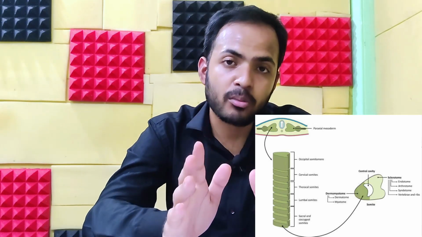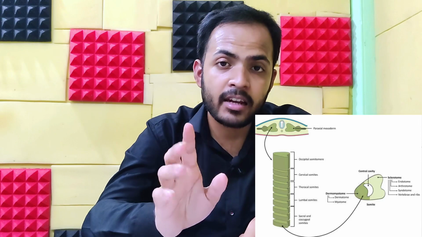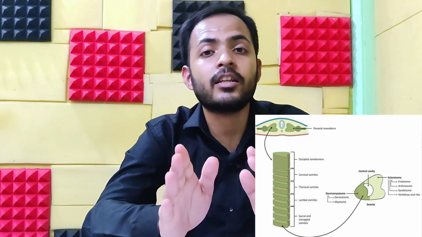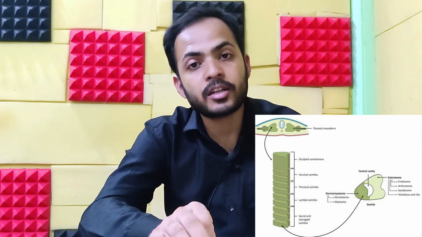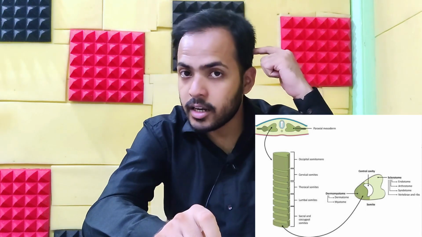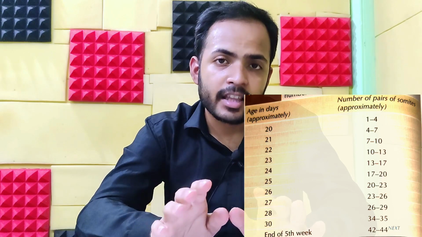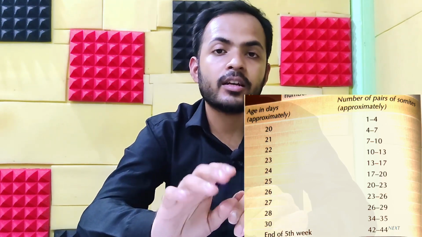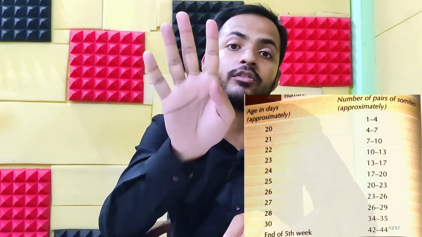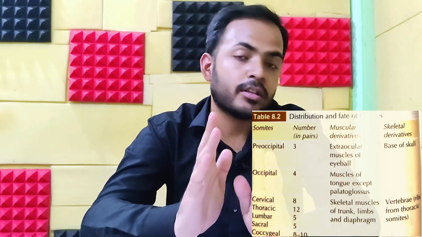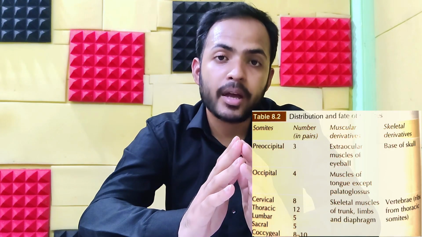The first pair of somites forms at the end of the 3rd week and at the beginning of the 4th week. Segmentation process starts from the cranial end and moves towards caudally. Okay, and at the end of the 5th week we are getting ultimately 42 to 44 pairs. Now as you can see in this photo, you can see the pairs of somites.